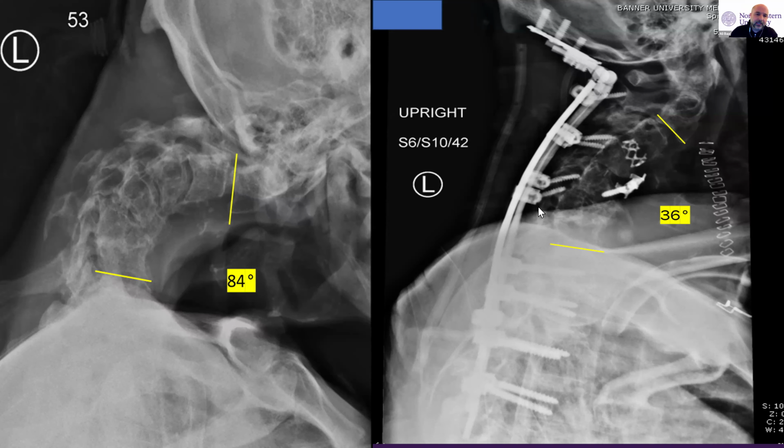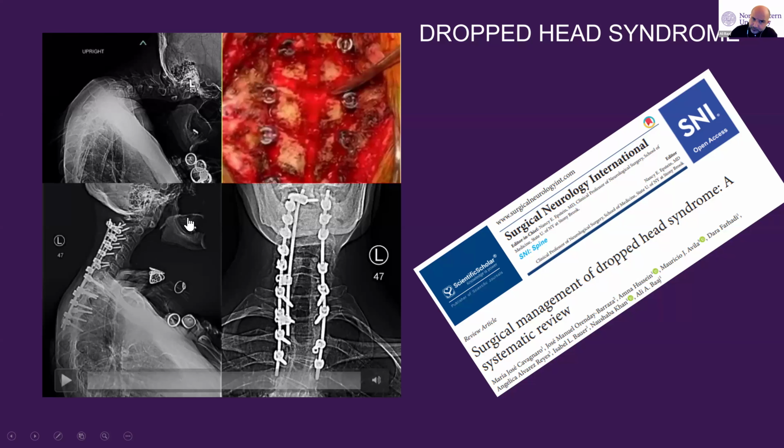Dropped head syndrome is actually a diagnosis that I'm quite interested in. It's because, to be honest with you, if you have a lot of rigid deformities, post-radiation, post-surgical, iatrogenic, etc., the dropped head syndrome is typically idiopathic. We often don't know why it happens.